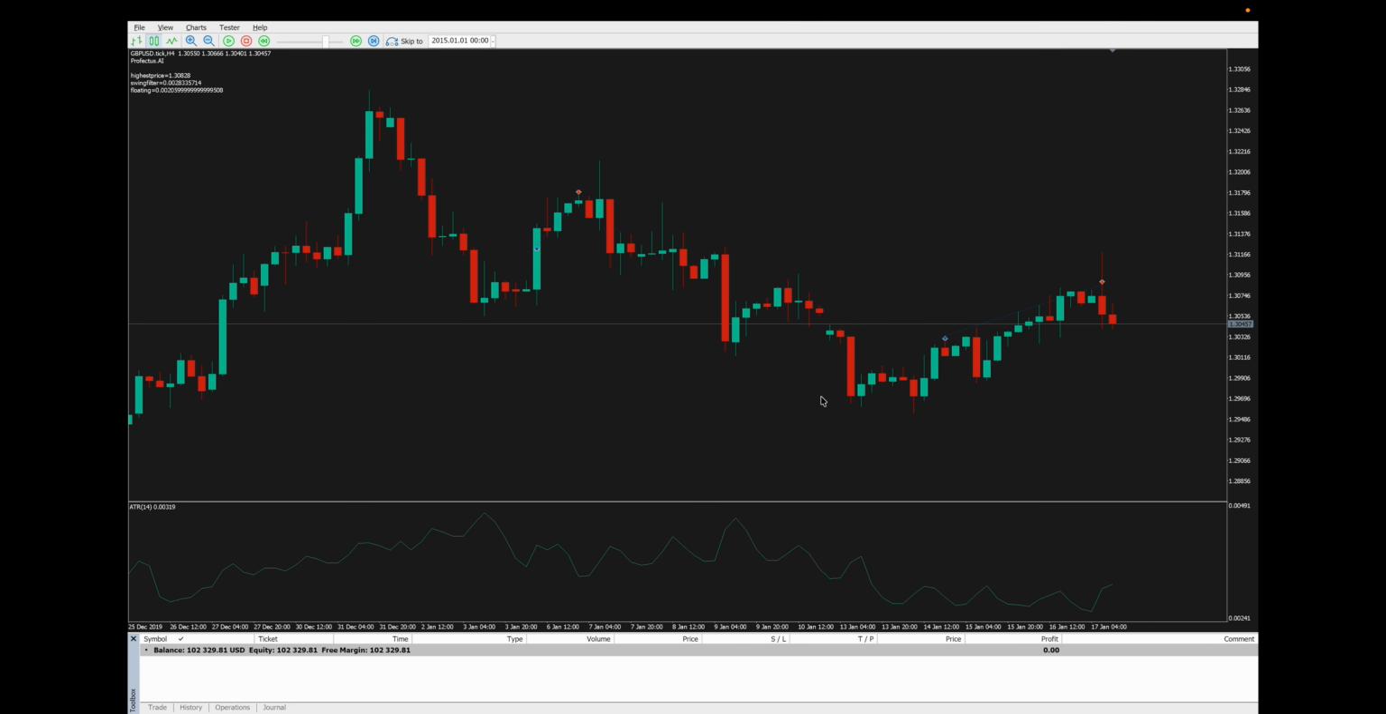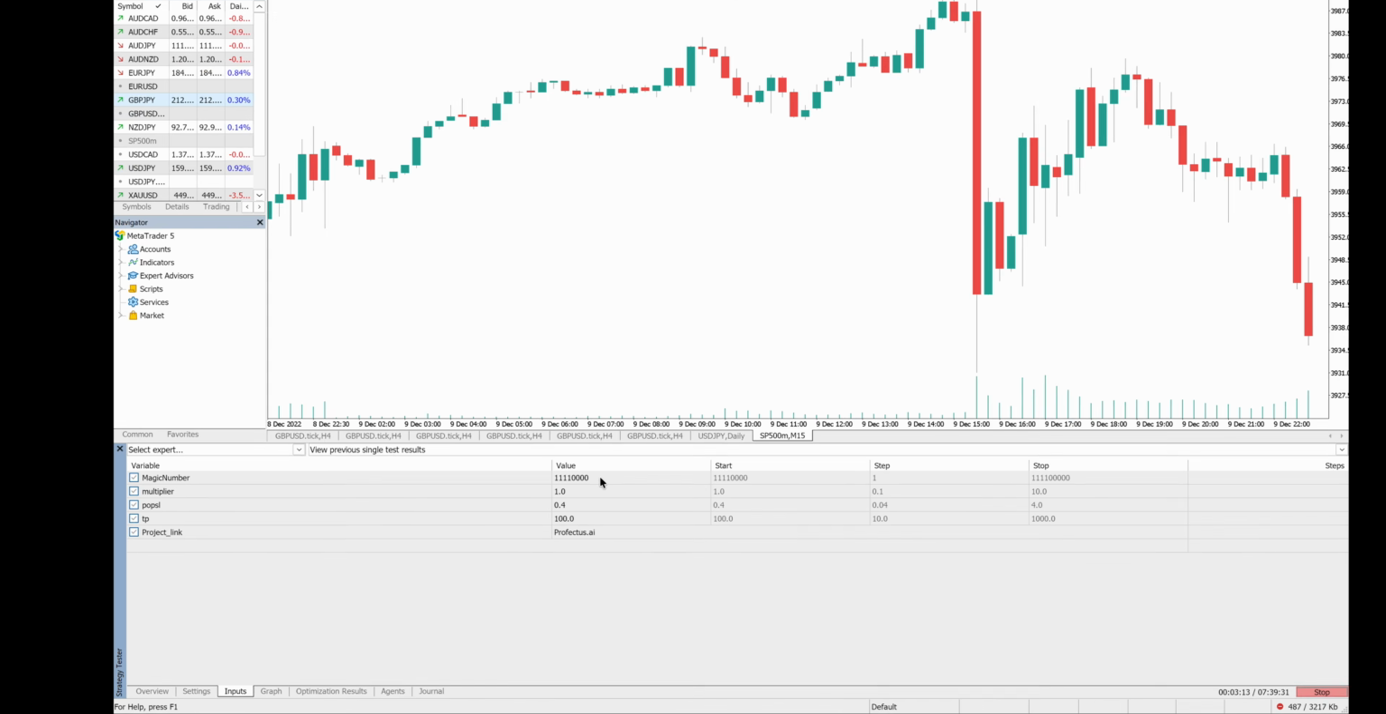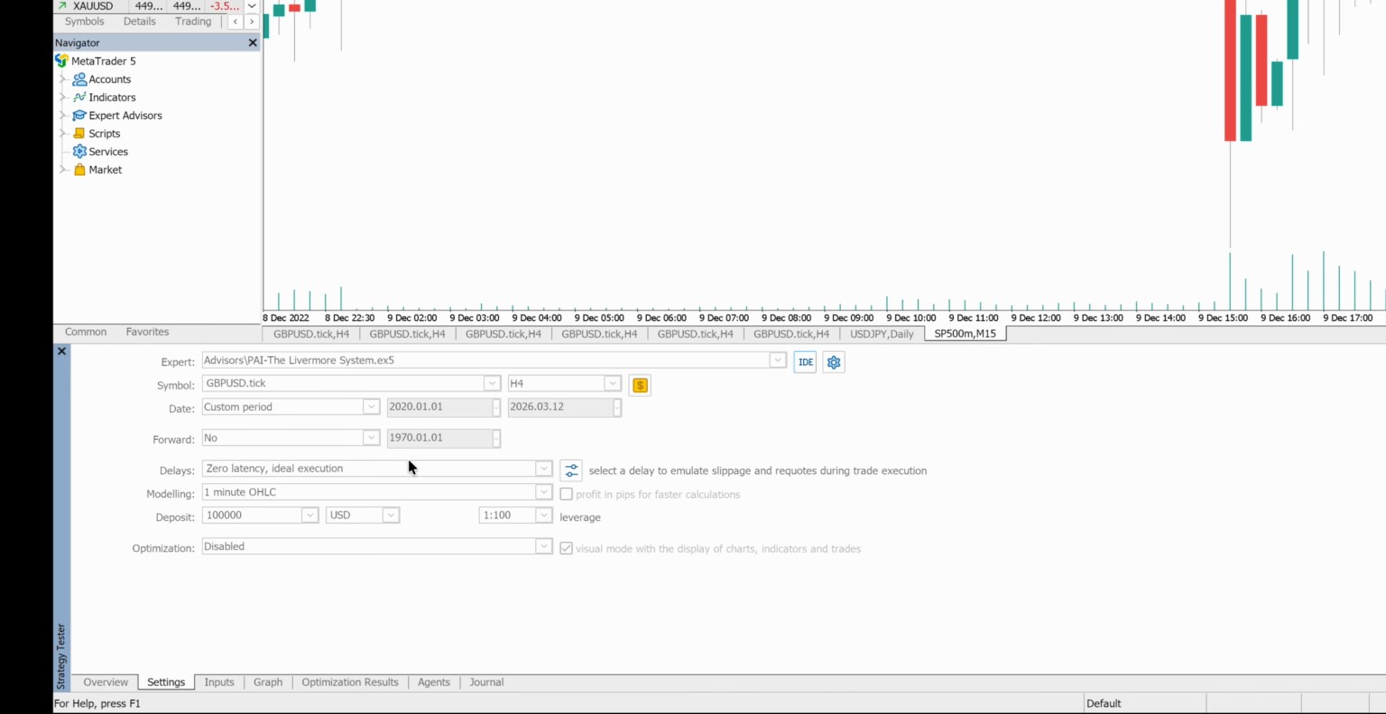Let's dive into Profectus AI right now to show you how to calculate these numbers and plot them on your screen. We have some settings. First, you need to know we have multiplier 1 pop SL, that's the stop loss of the system, and the target. When you upload it to MetaTrader, you can see here advisors is uploaded, run it on pound dollar, what time frame, what date, and visual mode is on.